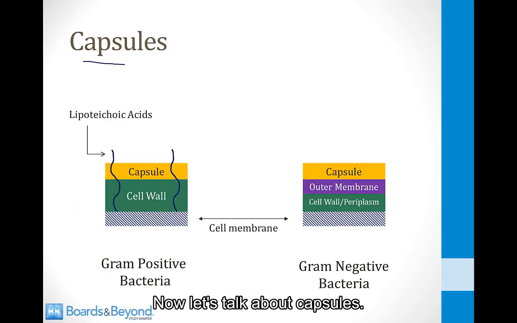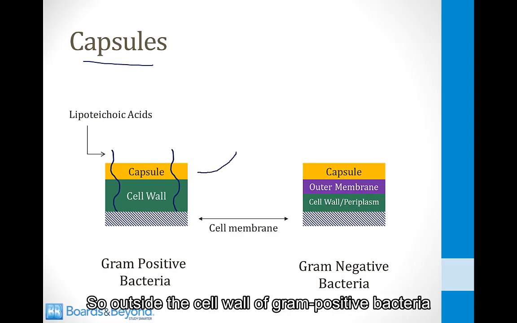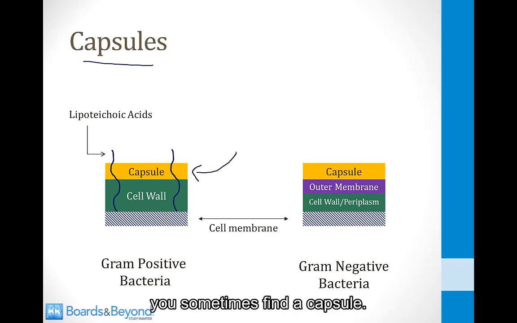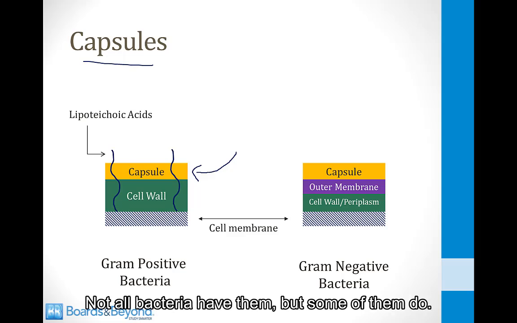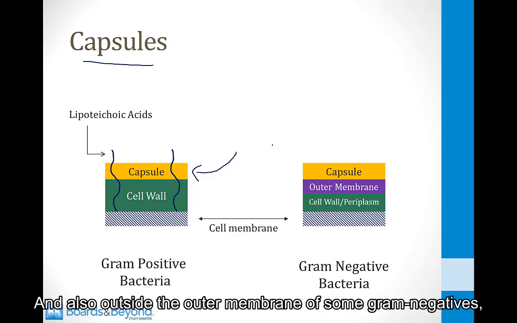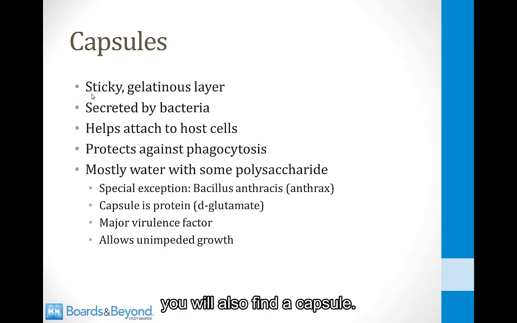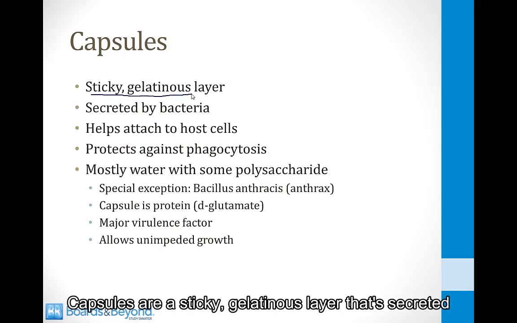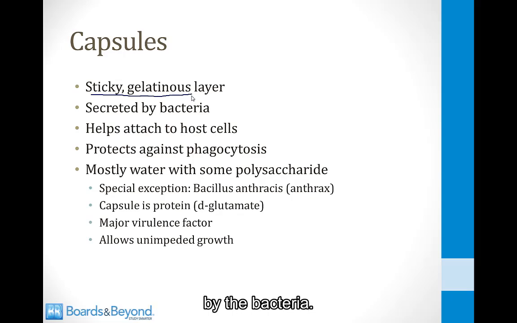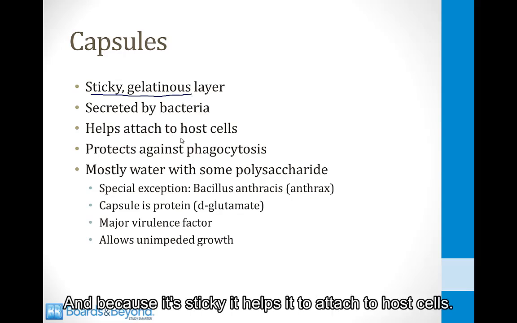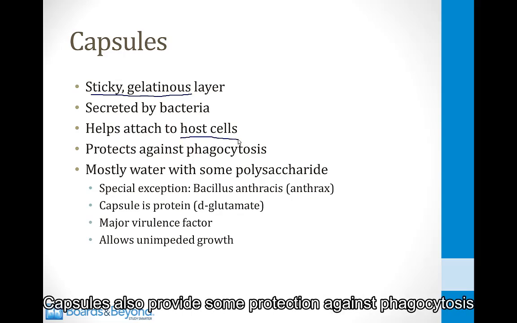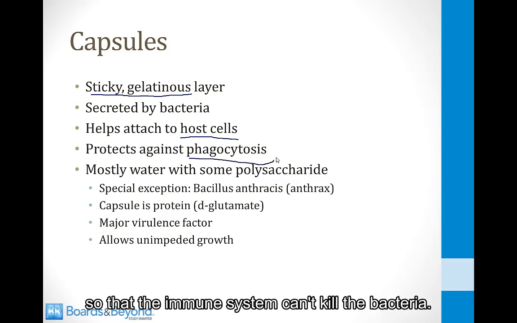Now let's talk about capsules. So outside the cell wall of gram-positive bacteria, you sometimes find a capsule. Not all bacteria have them, but some of them do. And also outside the outer membrane of some gram-negatives, you will also find a capsule. Capsules are a sticky, gelatinous layer that's secreted by the bacteria, and because it's sticky, it helps it to attach to host cells. Capsules also provide some protection against phagocytosis so that the immune system can't kill the bacteria.